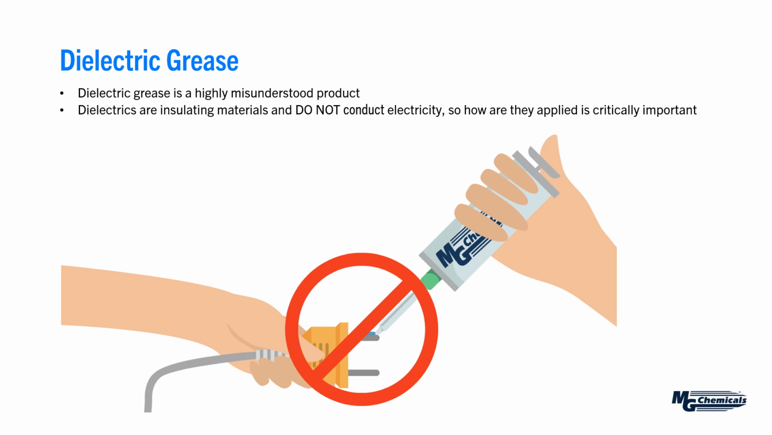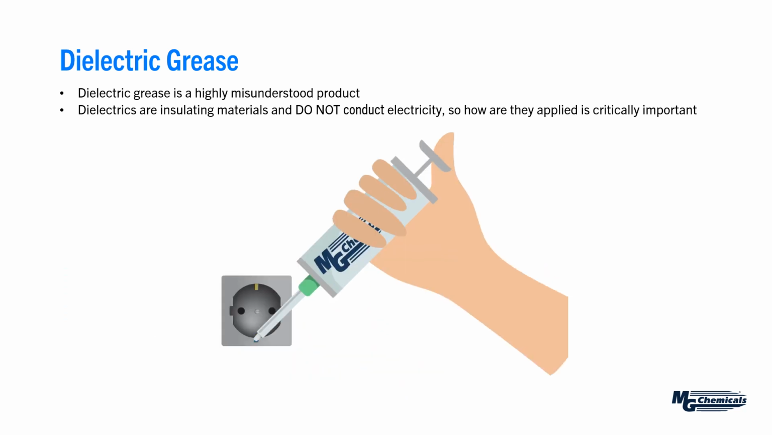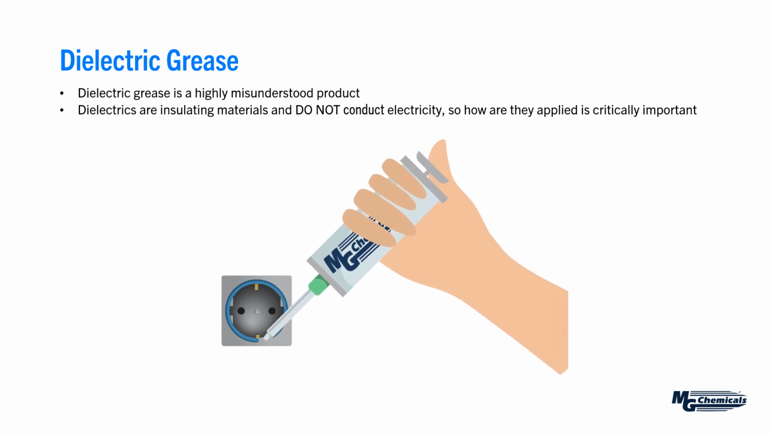So if you have something that's dielectric, you cannot put it where it would impede the flow of current, meaning you wouldn't put it on the prong or in the prong receptor. Instead, because it's dielectric, it prevents arcing and it also prevents corrosion around these types of plugs. So instead of putting it on the plug, you could simply put it around the female receptor.